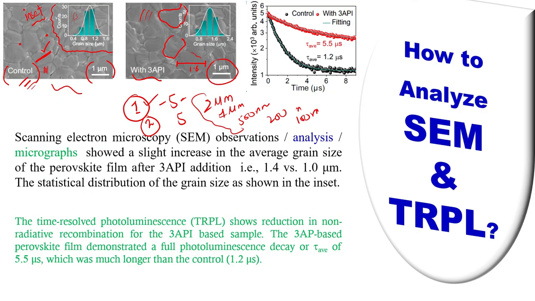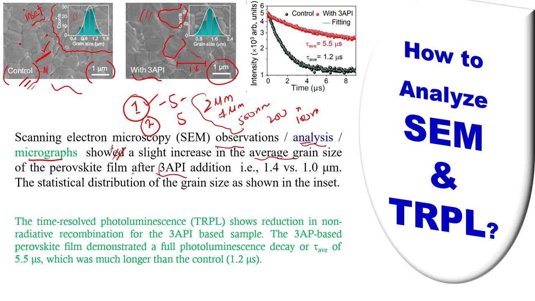Now we can see here that the scanning electron microscopy observations or analysis or micrographs: you can use any of these three words. If you want to use the word observation, analysis, or micrographs, etc., showed, or the word shows, it shows a slight increase in the average grain size. We say that there is a slight increase in the average grain size of the perovskite film after 3API addition. We can also rewrite this sentence: there is a slight increase in the average grain size of the perovskite film upon addition of 3API.